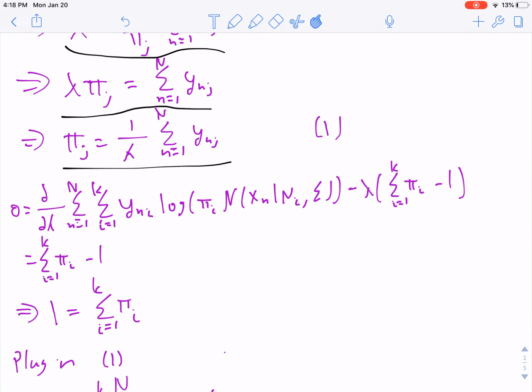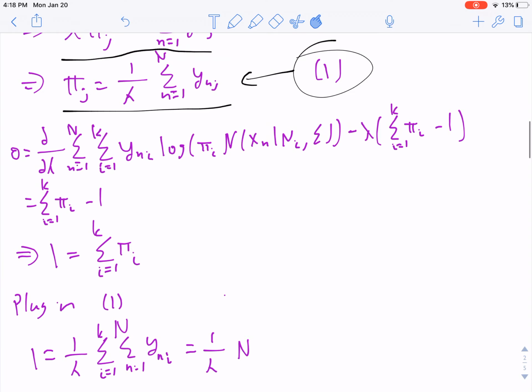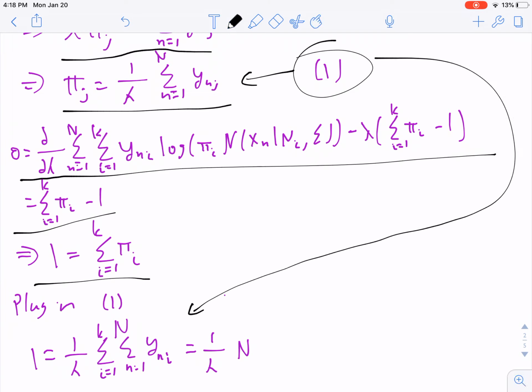That gives us an equation for pi j, but we still have a little bit of an issue because we have this lambda in here. So we're going to solve the constraint. I'm going to refer to this as equation 1. I'll use it in a little bit, but I'll zoom out so that you can still see this. Again, we take the derivative with respect to lambda, which just simplifies to the constraint, like it does with the Lagrange multiplier. And then we take the 1 and plug it in here for every pi i, because we have a solution for pi i.